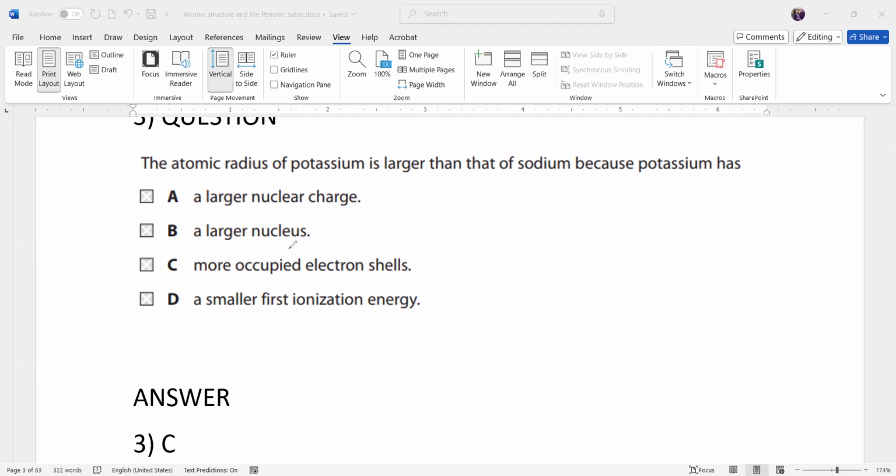Larger nucleus is also again not the reason. More occupied electron shells, because in potassium we have 2, 8, 8, 1, whereas in sodium we have 2, 8 and 1. So there are more occupied electron shells in the case of potassium as compared to sodium. That's why C is the correct answer for this. Is it clear, this one? Okay, moving on to the next question.